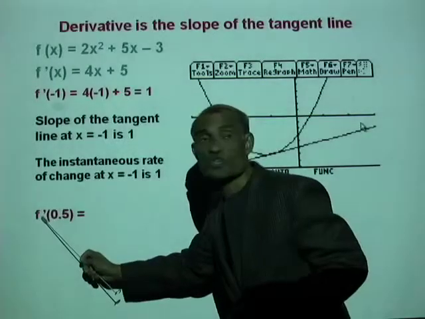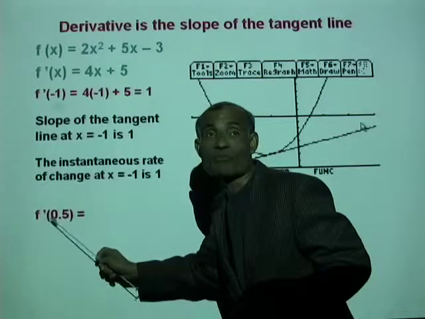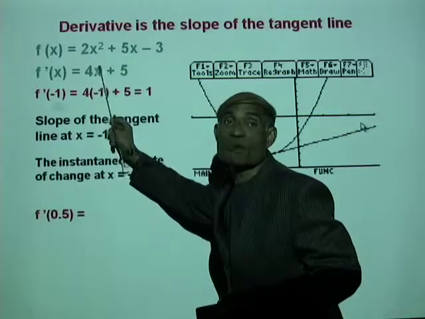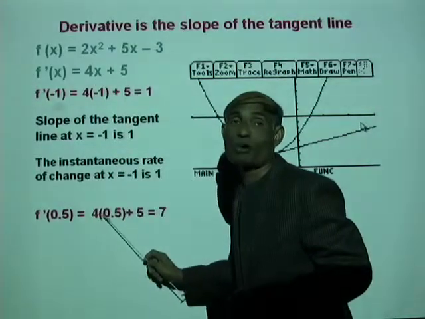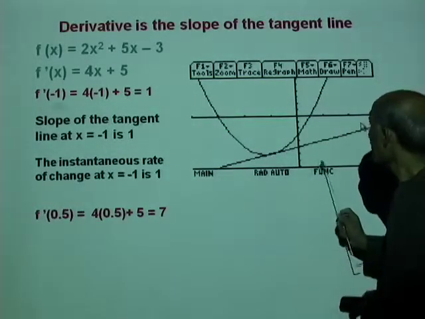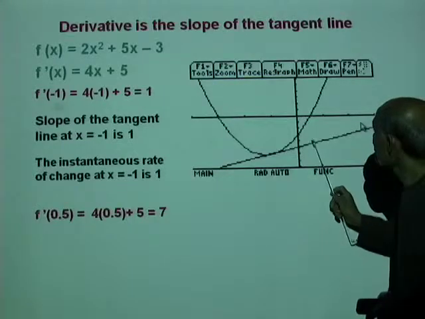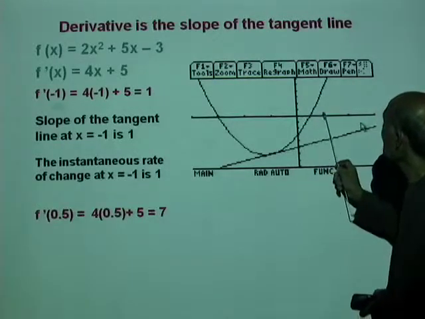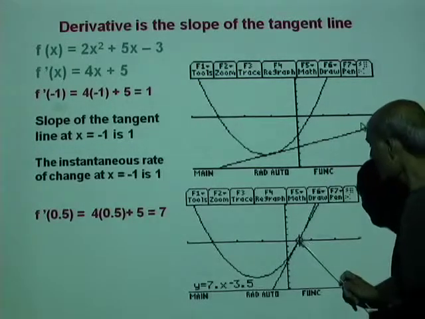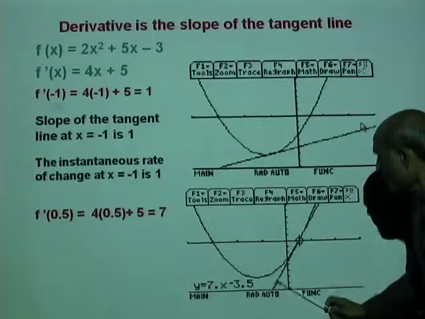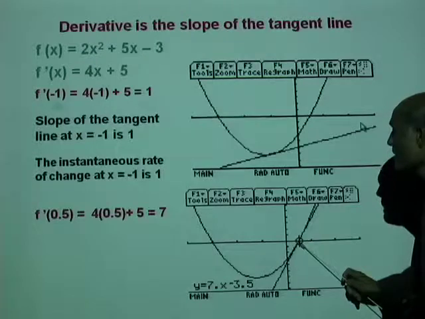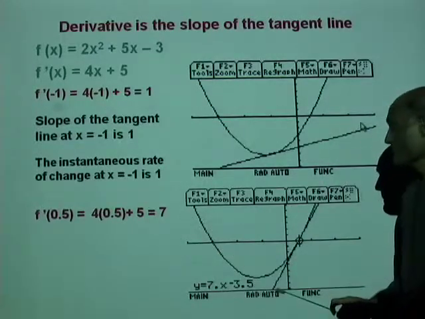Alright, how about this? f prime of 0.5. What is f prime of 0.5? In f prime x, replace x by 0.5. That will give me 4 times 0.5 plus 5 equal to 7. So if you come to x equal to 0.5, this is x equal to 1, so x equal to 0.5 is this. There you are. This is x equal to 0.5, and I have drawn the tangent line there, and the slope of that tangent line is 7.